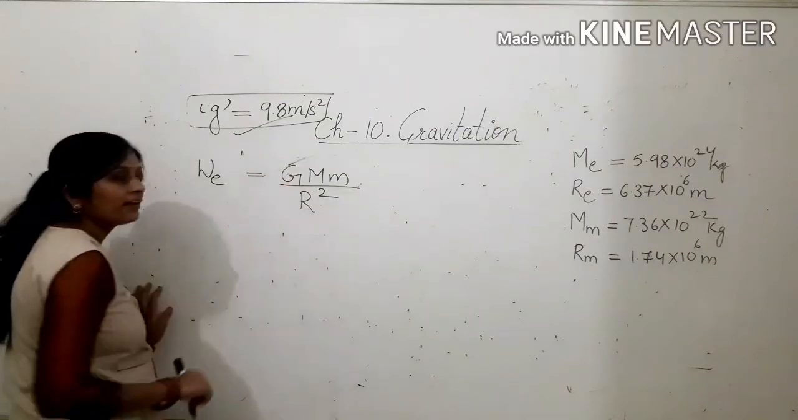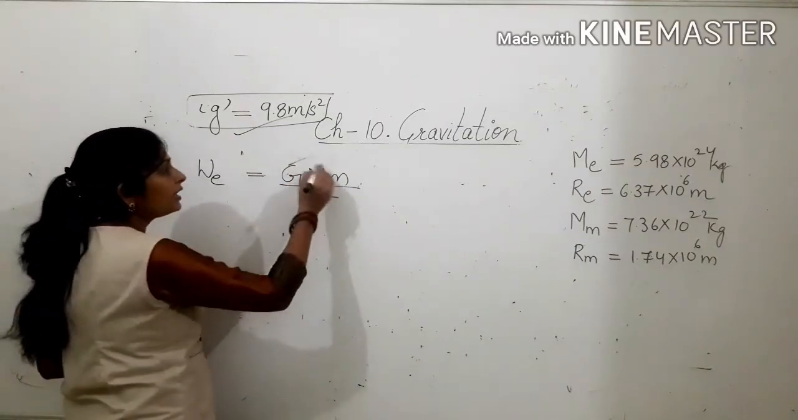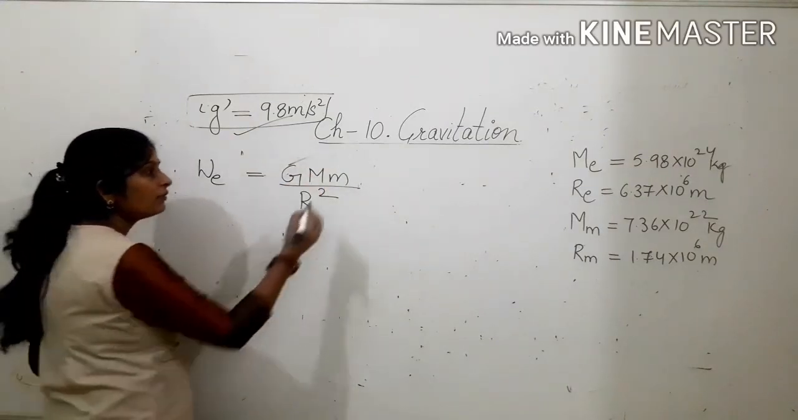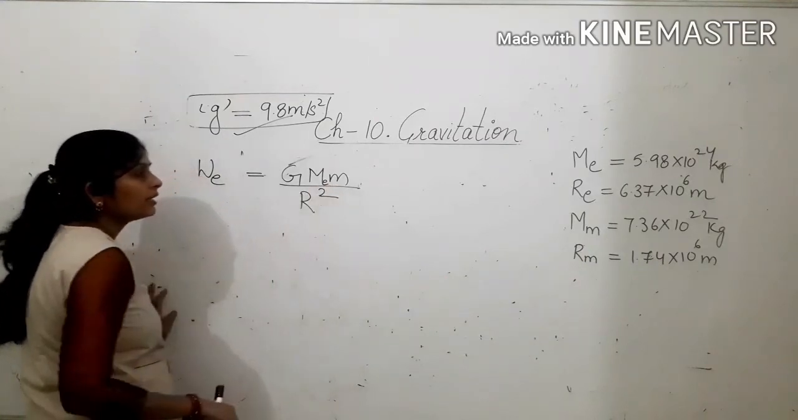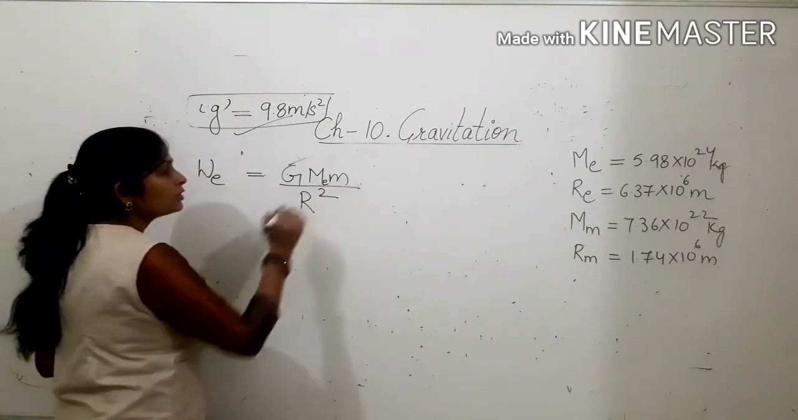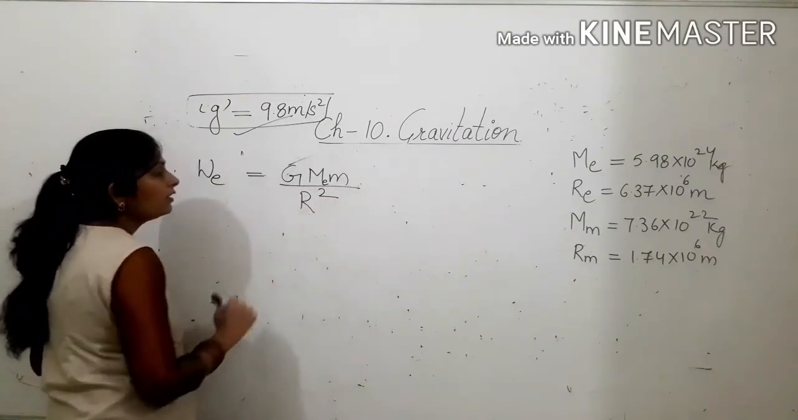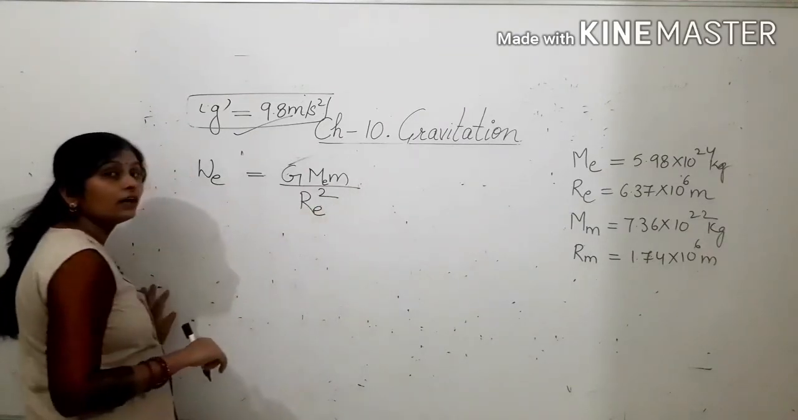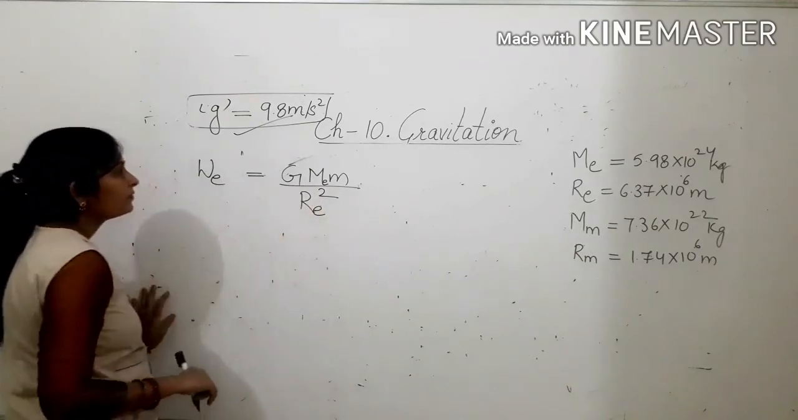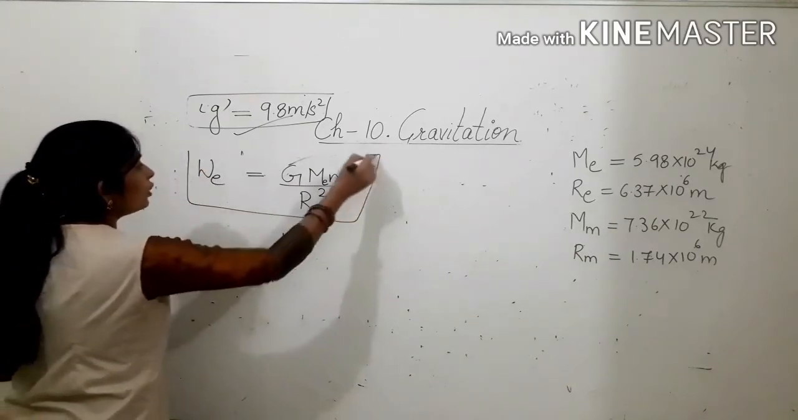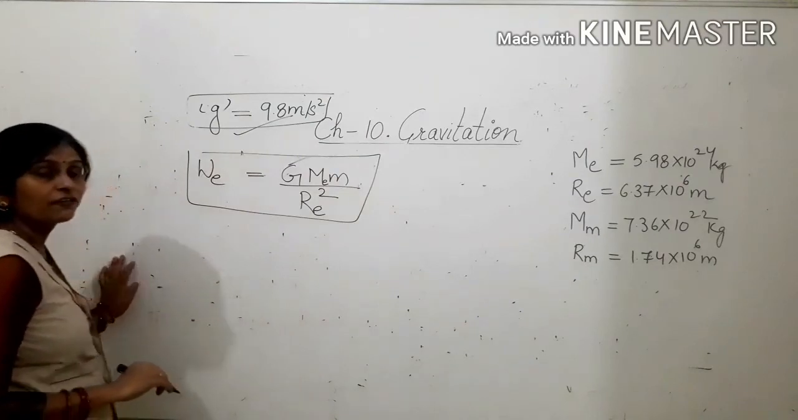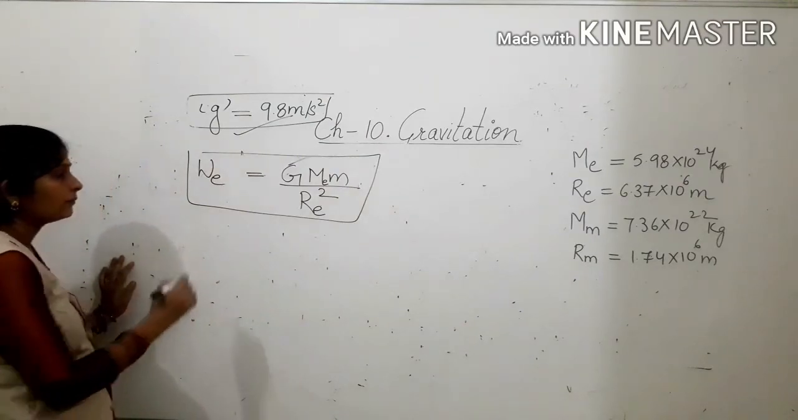G stands for gravitational constant, capital M stands for mass of earth, so I am writing Me for mass of earth. Small m is the mass of the object, upon radius of the earth, Re square. So this is the weight of the object on the surface of earth.